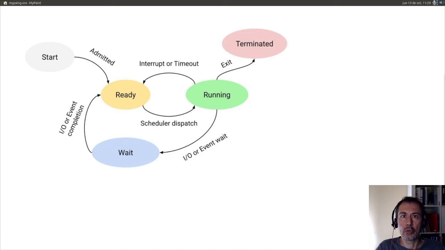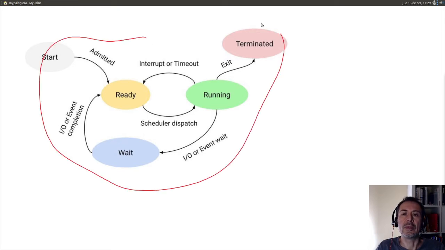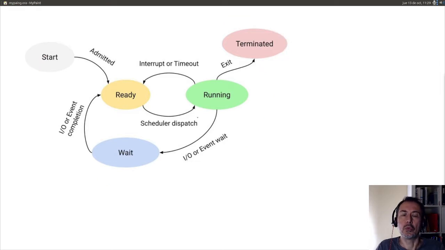In this video, I want to talk about the states of a process. A process is not always running, being executed in the CPU. It goes through a series of states. The states are dependent on the operating system, but more or less they follow this diagram. And I want to show it to you.